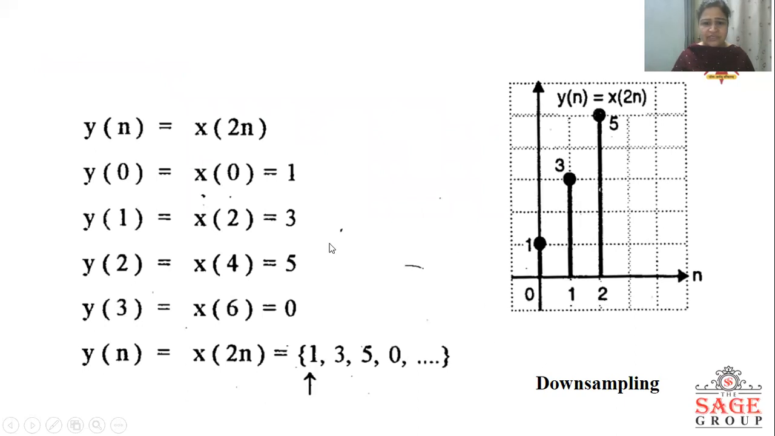Now, if I'll draw the sequence, as I already told you, y[0] is equal to x of 0, which will be 1. y[1] is x of 2, which is 3. y[2] is x of 4, which is 5, and so on. So I'll get 1, 3, and 5. That means in between the samples 2, 4, they are lost here. So here we are increasing the sampling interval. That means if we are increasing the sampling interval, the frequency is reduced. So that's why it is known as downsampling, because here the sampling frequency is reduced.